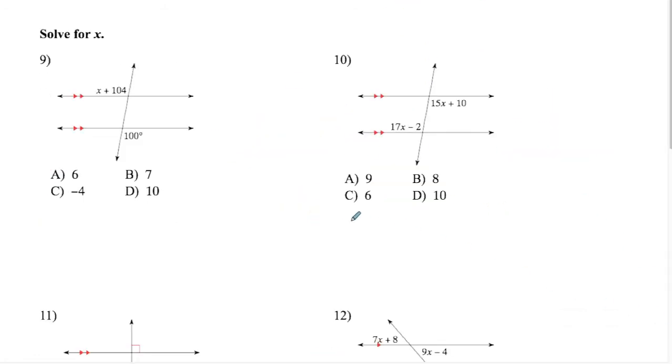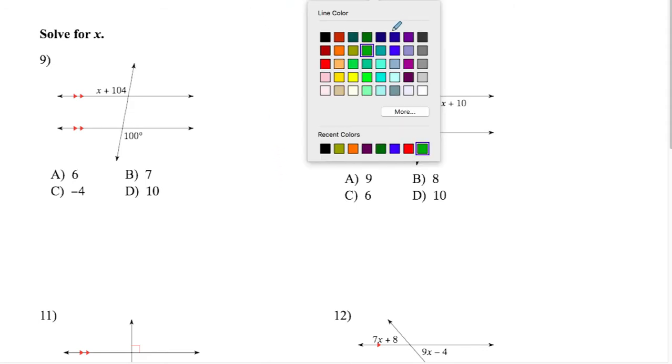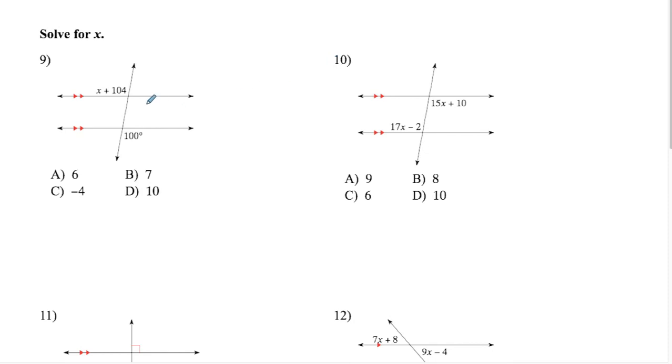All right, moving on. Number 9. Solve for x. For these, the shortcut is to just determine if they're the big angle or the small angle. If they're big and small, they add up to 180. If they're big and big, they are equal. If they're small and small, they're equal.